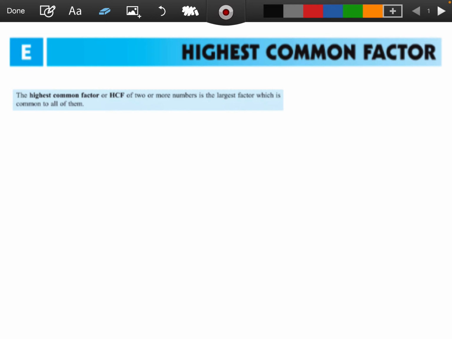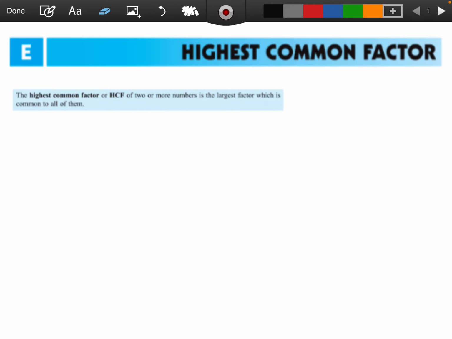So the highest common factor, as you can see on the screen, is the highest common factor of two or more numbers is the largest factor which is common to all of them. There are a number of methods that you can go about in finding the highest common factor. I'm less concerned with the method that you use, and I'm more concerned that you can actually determine the highest common factor of a pair of numbers or a set of numbers.